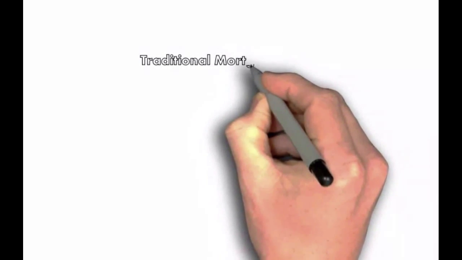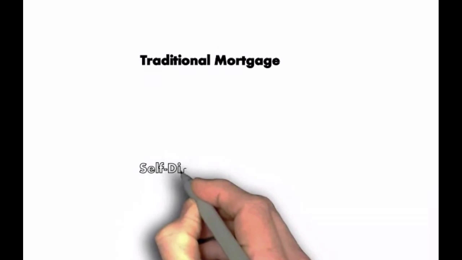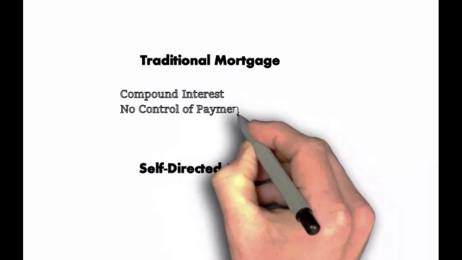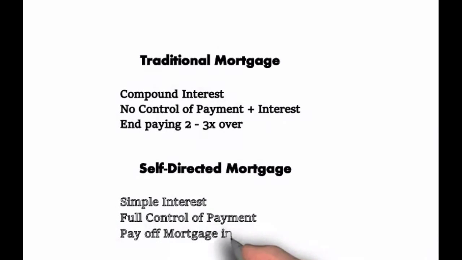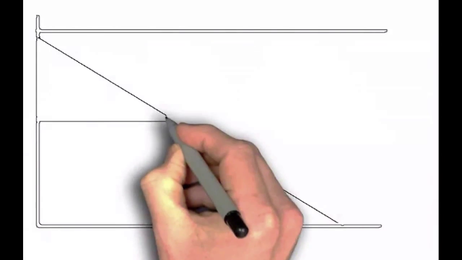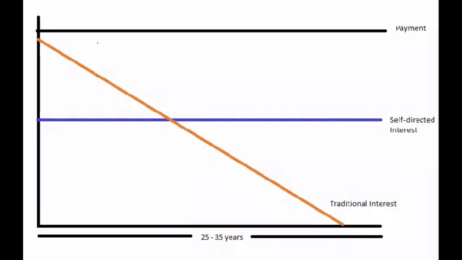So the first thing is traditional mortgages, and our second thing is self-directed mortgages. Now for traditional mortgages, the difference is it has compound interest, there's no control of payment and interest, and we end up paying 2 to 3 times over. Now for self-directed mortgages, we have simple interest, we have full control of payment, and we pay off our mortgage in half the time.